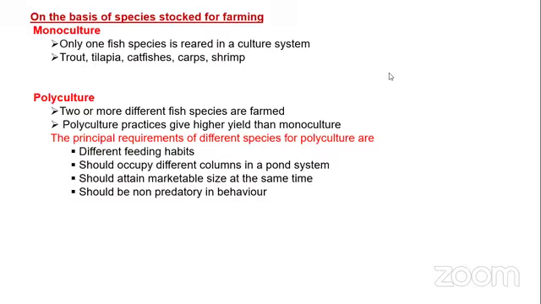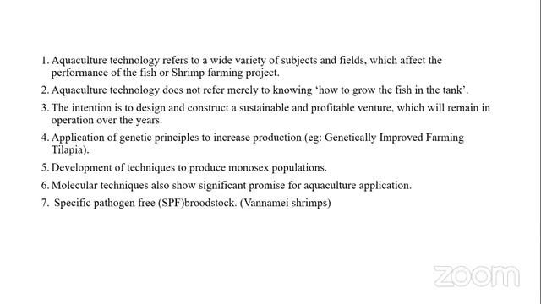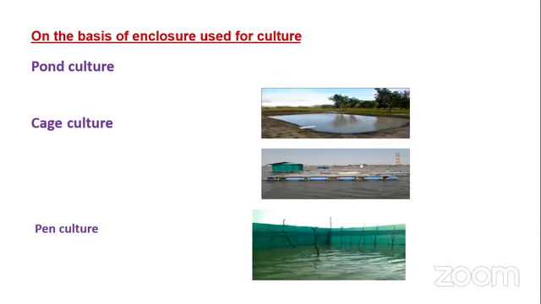So the principal requirements for different species in polyculture are that they should have different feeding habits, should occupy different columns in the pond, should attain marketable size at the same time, and should be non-predatory in behavior. This we have to keep in mind. Next slide, please, ma'am.